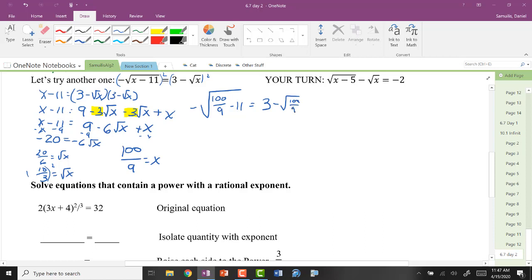So again, I'm just going to plug this into my calculator. 100 ninths minus 11, square root of that is 0.333333. That's actually a third, guys. So you end up with a negative 1/3 there. Equals 3 minus 10 thirds. And 3 minus 10 thirds is negative 1/3. Checks. So there is my answer, 100 ninths.